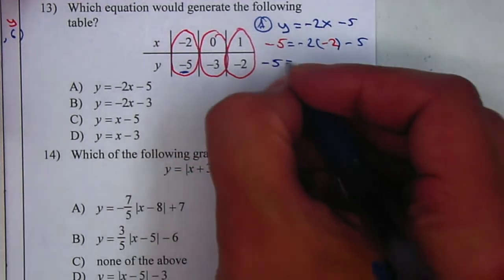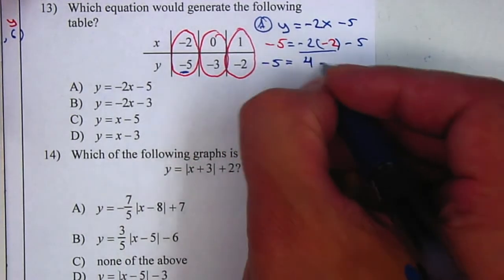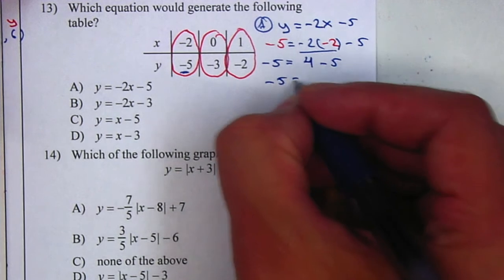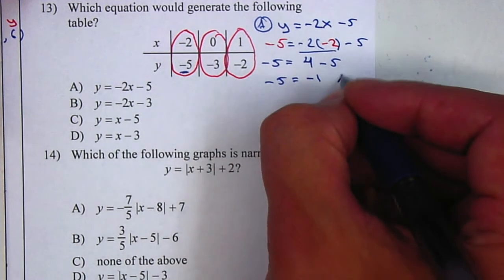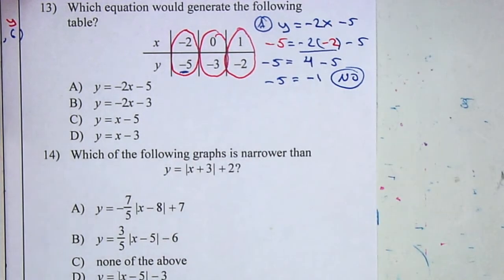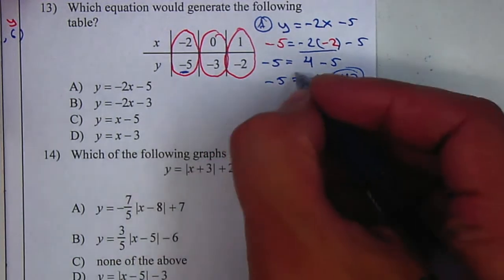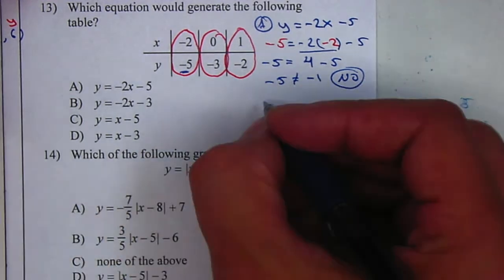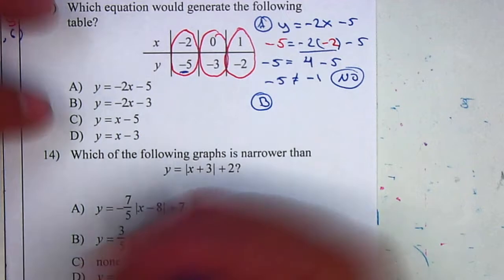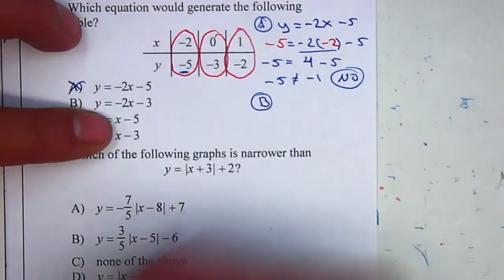So we have -5 is equal to +4 minus 5. Is -5 equal to -1? No. They're not equal to each other. So A is not the answer. Letter B.